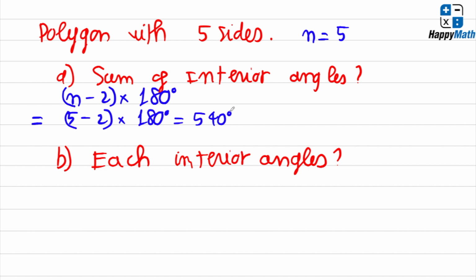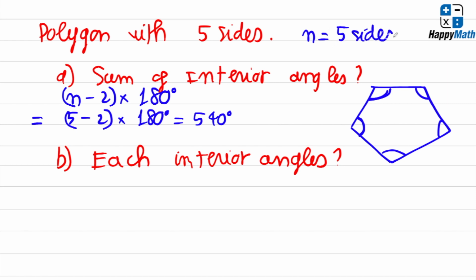So what is each interior angle? You can imagine this in your mind. You have a polygon like this with 5 sides, and of course you have 5 interior angles: interior angle 1, 2, 3, 4, and 5. So when n equals 5, it means you have 5 sides and 5 angles. So the total of the 5 angles is here.